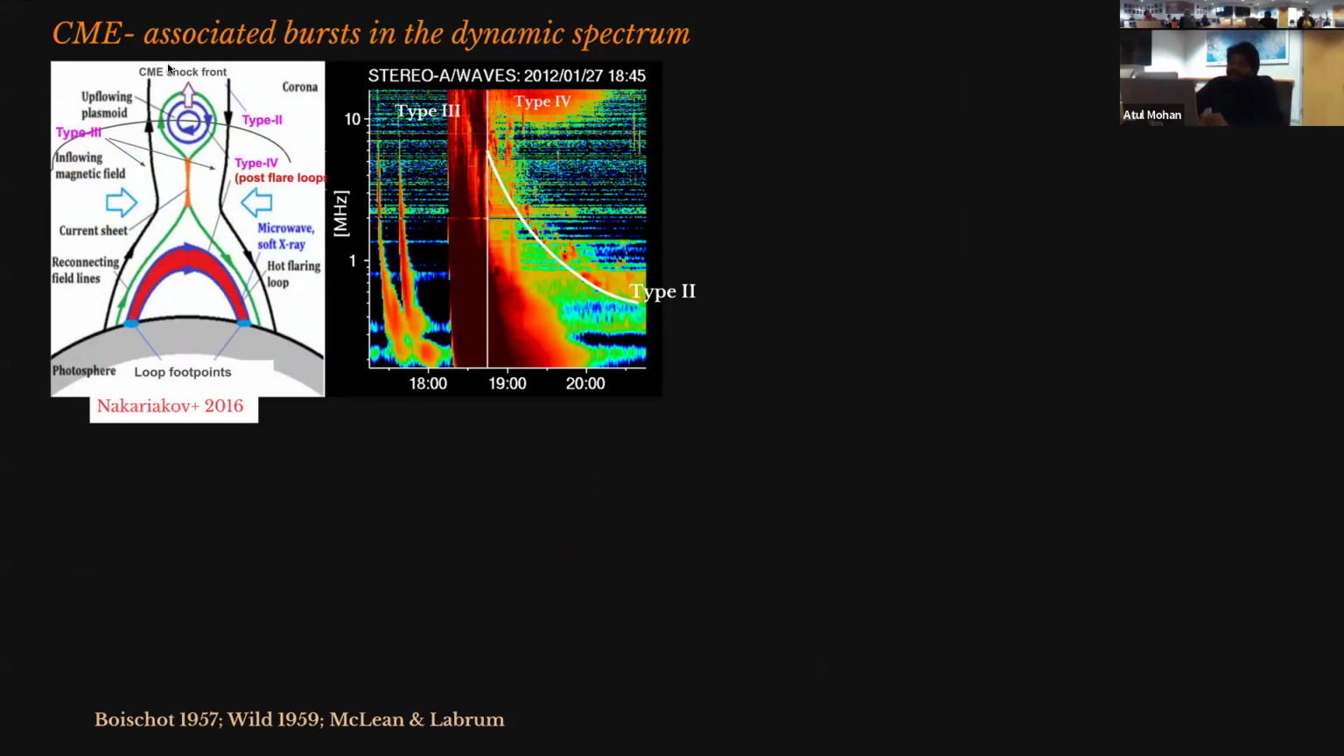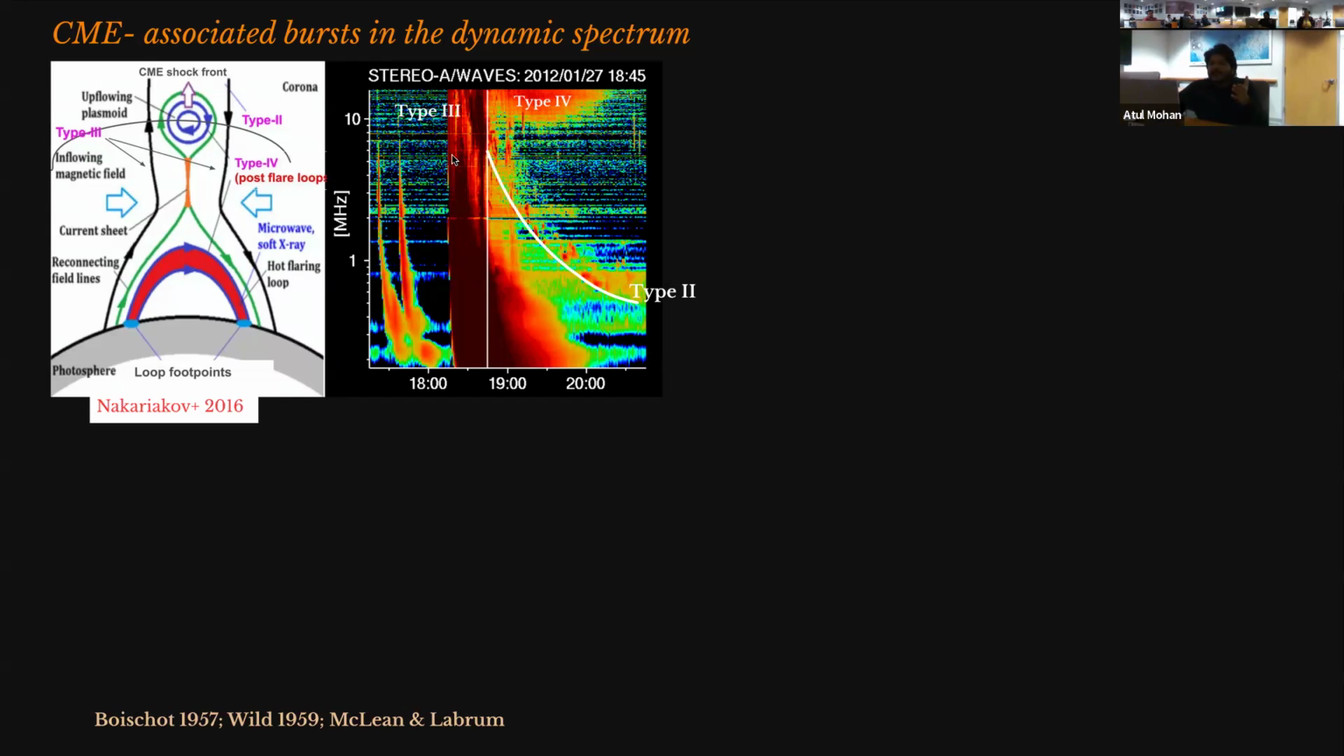And when you ask the question of what are the CME associated radio bursts which you can expect from the standard flare model, it is basically these three. The type 3 radio bursts are often associated with open magnetic field lines which carry electron beams out into the corona. Since they are freely propagating across these open magnetic field lines, they are usually pretty fast, and hence their drift rate in the frequency plane would be very fast.